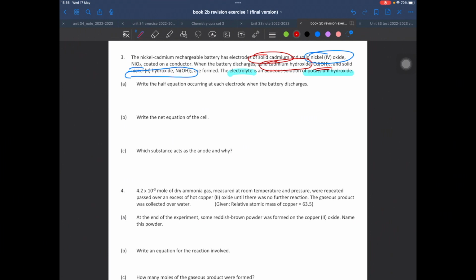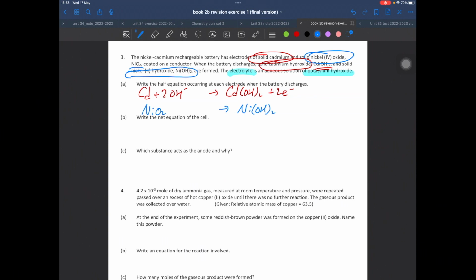And here we start. Start from cadmium. At the end, we got cadmium hydroxide. 2 hydroxide ions are needed to balance the charge. Now, left hand side, we got 2 negative, so we got 2 electrons on right hand side. Finish. The second one, nickel(IV) oxide. At the end, we got nickel(II) hydroxide.